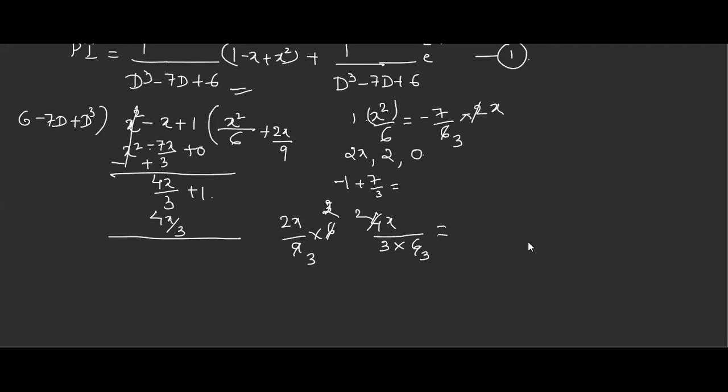Next, you take this minus 7 into D operating on 2x by 9. What is the derivative of 2x by 9? It is 2 by 9. So altogether, what is this value? Minus 14 by 9. Yes, minus 14 by 9. Next, in the divisor, we have one more term. Now, 2x by 9, what is its third order derivative? 0, obviously 0. So write it as plus 0.